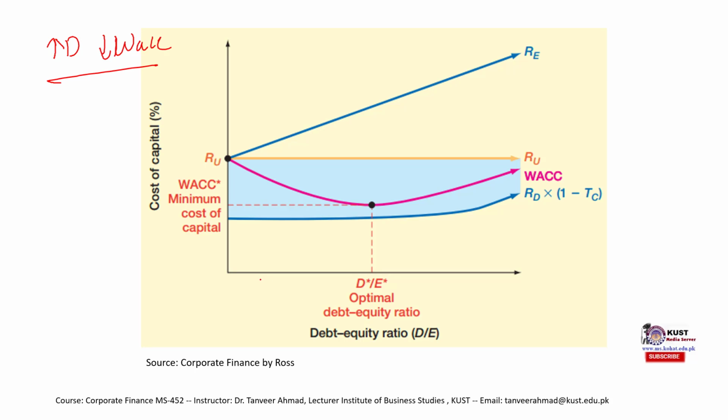But static theory says that as we increase debt, WACC would decrease to a certain point, at which WACC would be minimum, the cost of capital would be minimum. And if we keep on increasing the debt to equity ratio, the WACC would start increasing. And that increase is due to the increase in cost of debt.